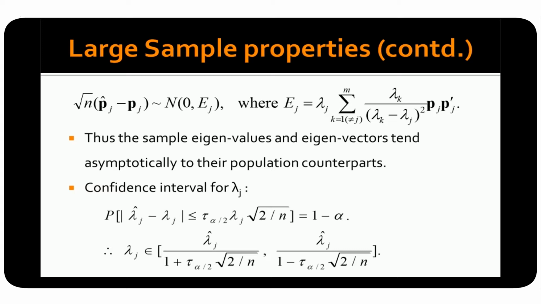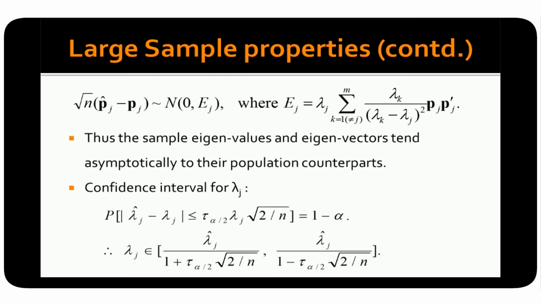Correspondingly, we also have a result for the eigenvectors. Look at the jth eigenvector, then we can show that root n times pj hat minus pj is asymptotically normal with mean vector 0 and dispersion matrix ej, where ej has a slightly complicated form. It is given by lambda j times the summation over k equal to 1 to m, k not equal to j, of lambda k by lambda k minus lambda j square into pk pk prime.